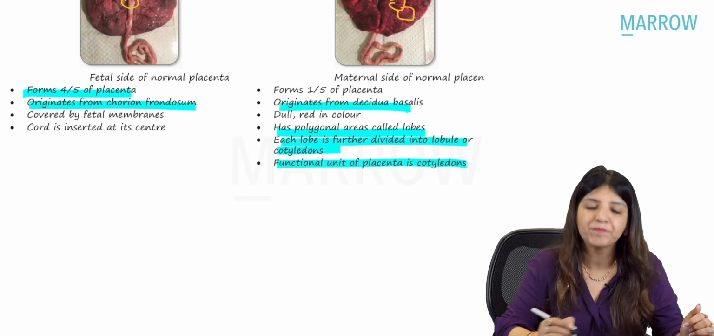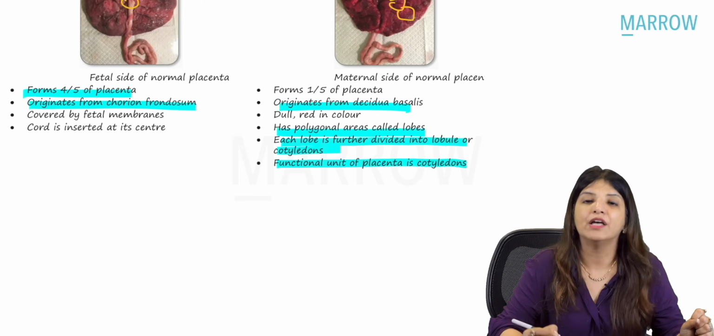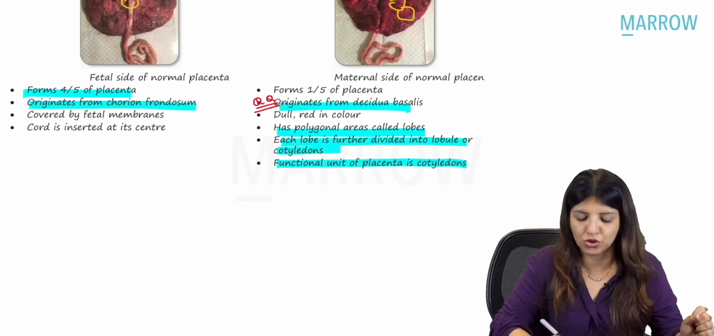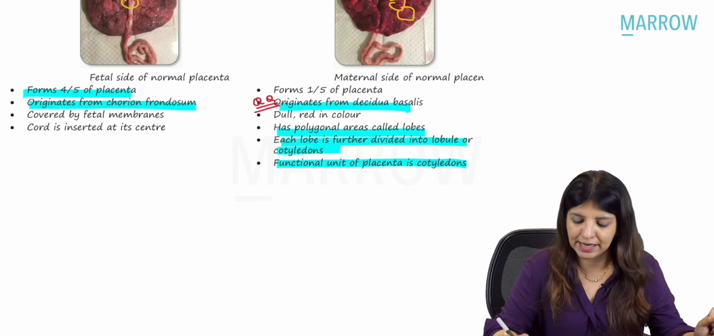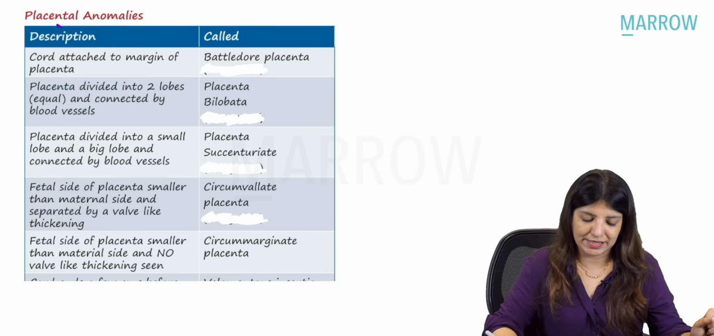From where is the maternal side of the placenta derived? The maternal side of the placenta originates from the decidua basalis, right? Now this is how a normal placenta looks.